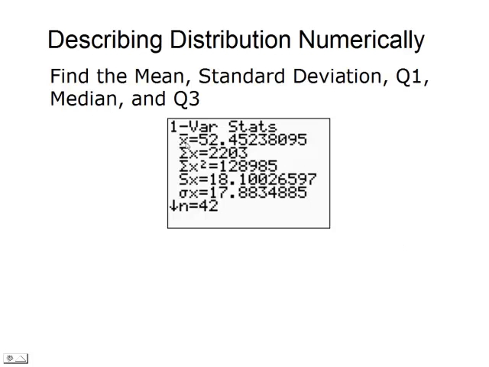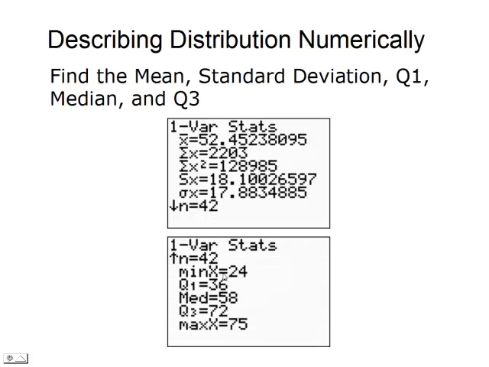So we're going to get the following. We're going to get x bar equals 52.452. That's our mean. Sx is our standard deviation, so we get 18.1. n is 42. And then if you scroll down, you'll see your 5-number summary that'll make up your box plot. You have the min, 24, Q1, which is 36, median, which is 58, Q3, which is 72, and our max, which is 75. The other ones we'll talk about at another time.